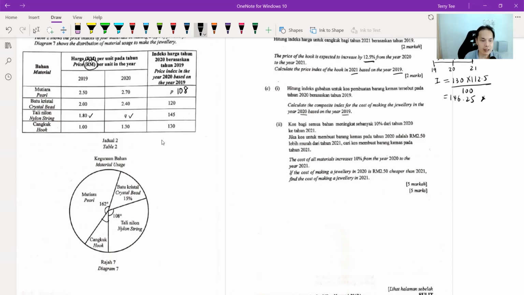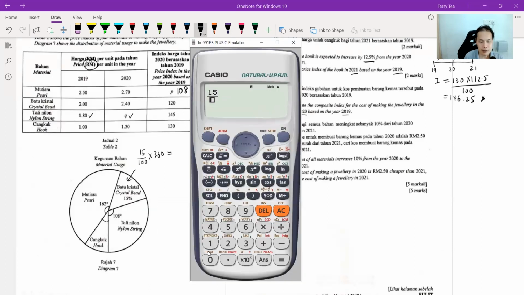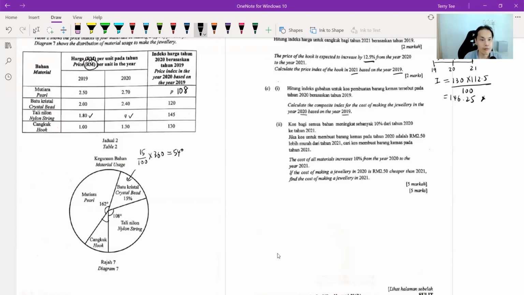So if you want to find the angle for the crystal bead, we take 15 over 100 multiplied by 360, because you want to find the angle for the crystal bead. So let's do 15 over 100 multiply 360 and I got 54. So the angle for the crystal bead is 54.